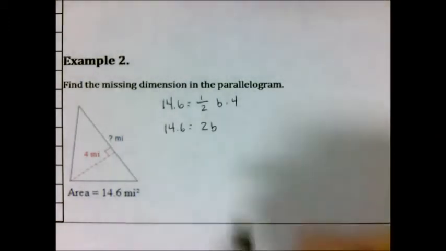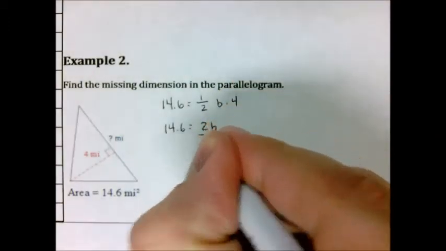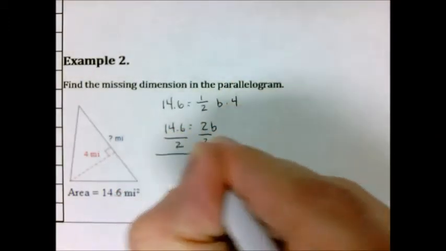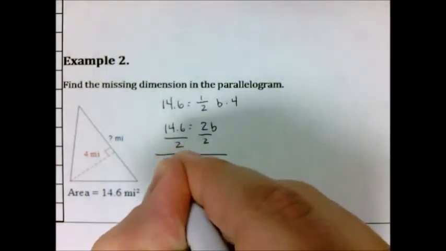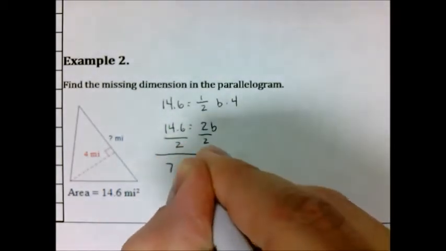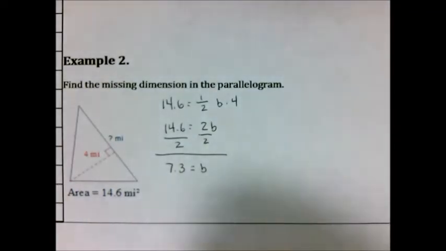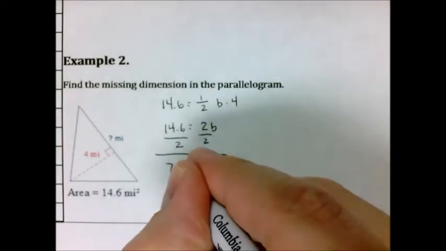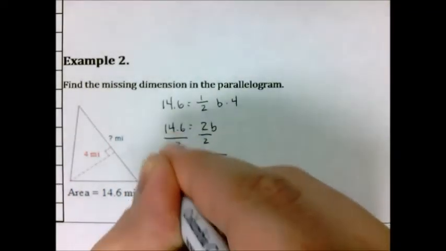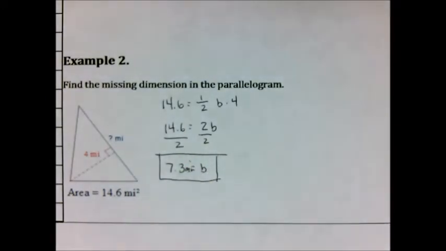Now just solve for the base. We have to divide by 2 on both sides, and 14.6 divided by 2 is 7.3, which is equal to our b. Now remember, this is 7.3 miles. Don't forget to label.